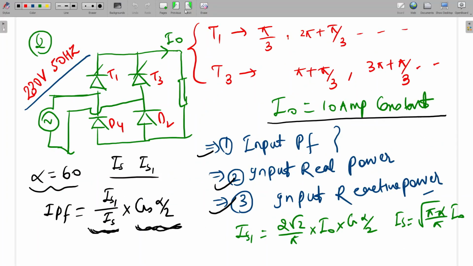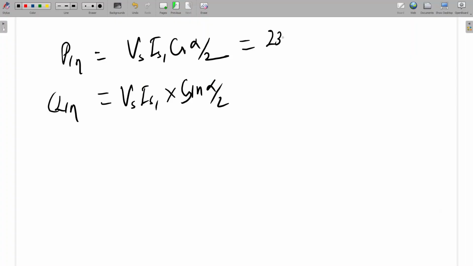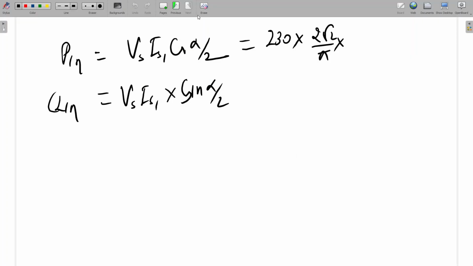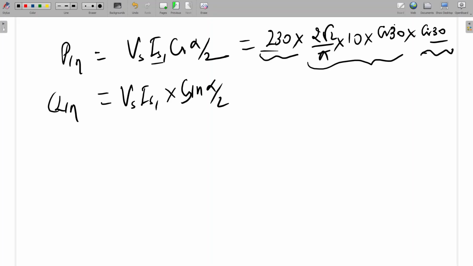What is the Vs value? 230. 230 into 2 root 2 by pi into I naught. How much is I naught? I naught is not given here, so take 10 ampere. So 10 into cos 30 into again cos 30. Is it clear? This is the IS1 value, and this is cos alpha by 2. This is Vs. Is it clear to all?